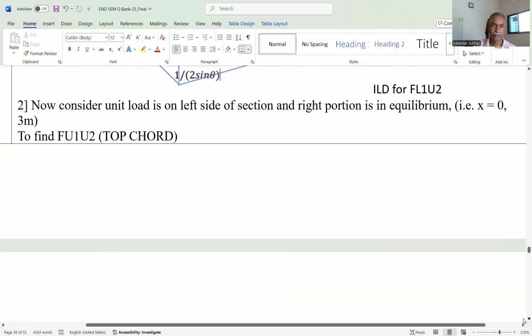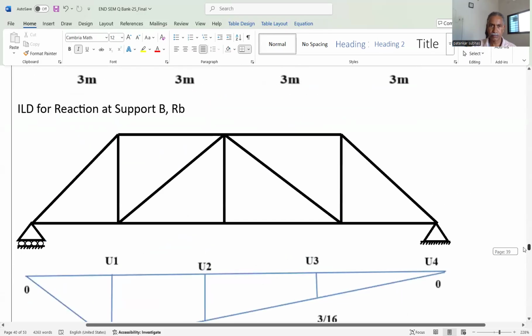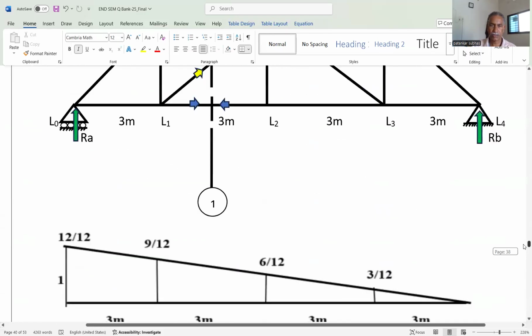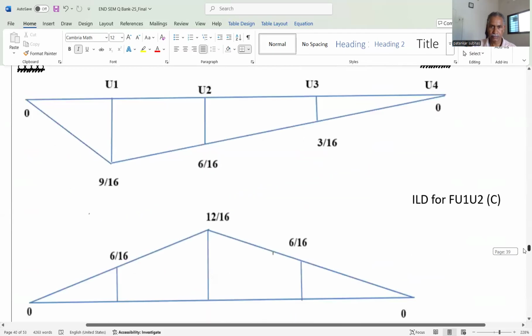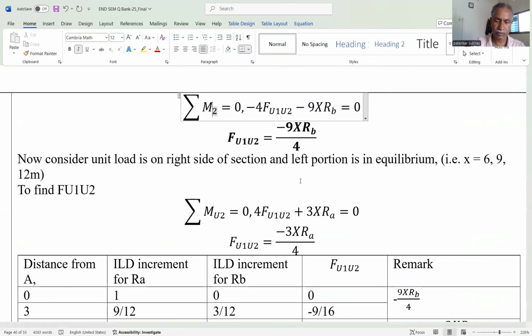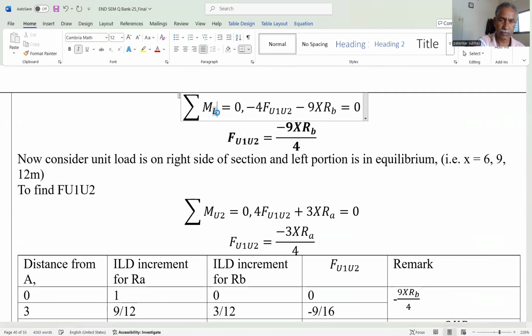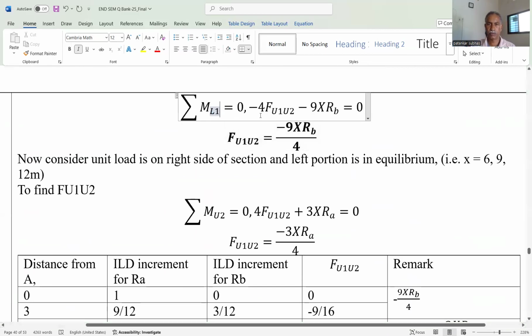See here, the force in the member U1, U2, sorry, here. Yes, just a minute. Actually, we have taken the moment at L1. We have taken the moment at L1, not U2. This is L1. Yes, L1. So it is equal to 0.